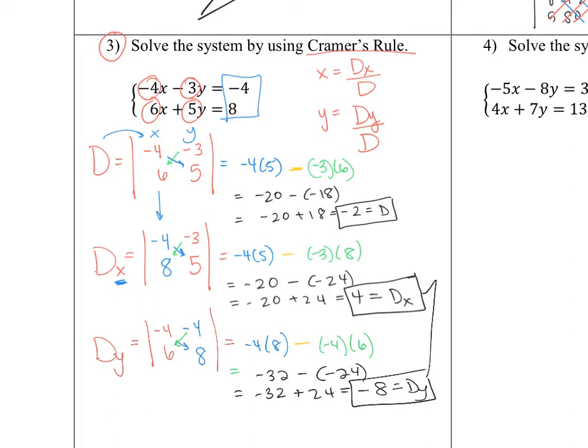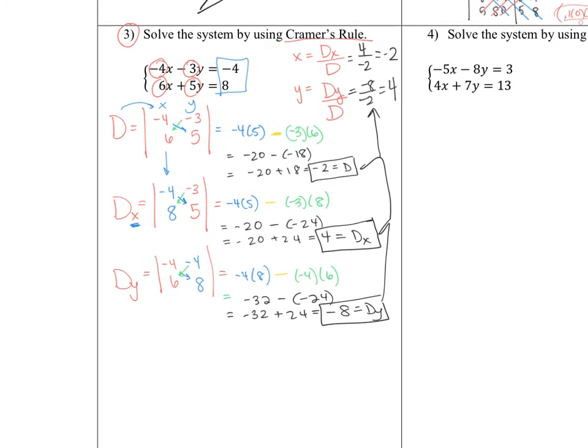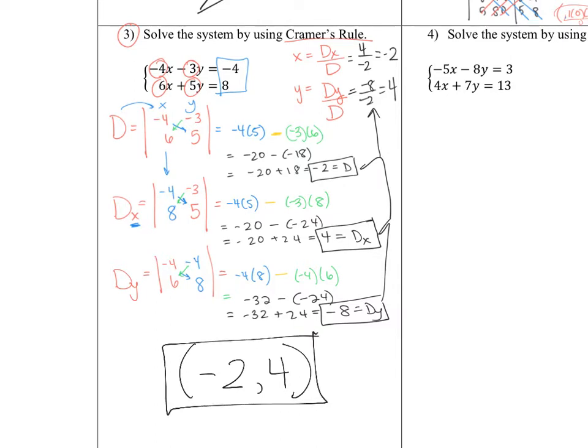So then we're going to take these three and use them to actually find our x and y value that satisfy the system. So to find the x, we're going to write the 4 over negative 2, so we get negative 2. That's our x. For the y, we get Dy, which is negative 8, over that negative 2, which is 4. So then the solution to our system will be an x value of negative 2, y value of 4. This is the solution. If I want to check, just plug these in to our original system and make sure it satisfies both of them.